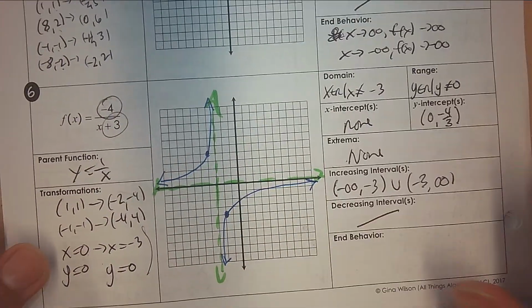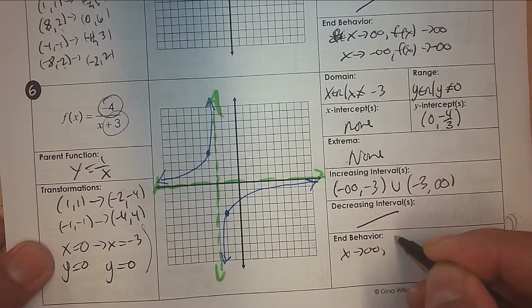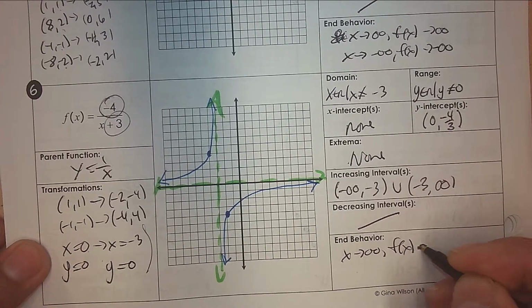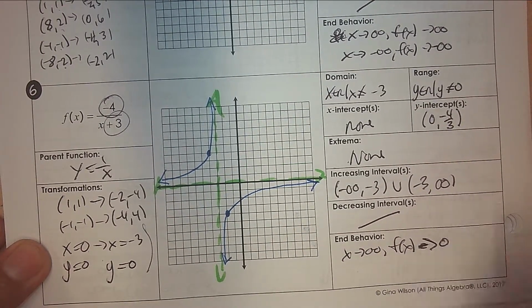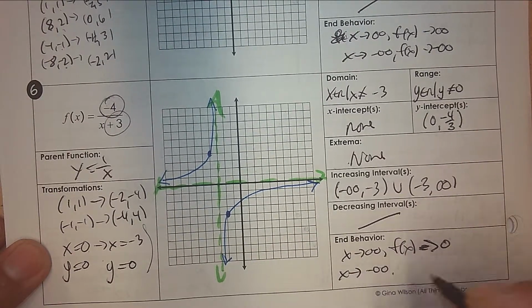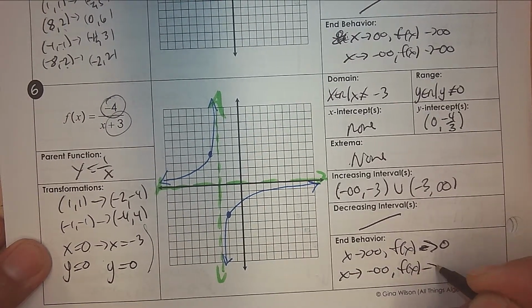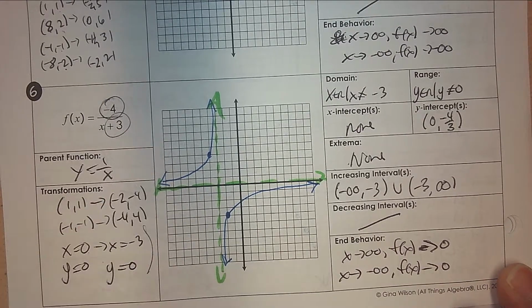What's the end behavior? So as x approaches infinity, the function approaches the horizontal asymptote, which is at 0. So again, as x approaches -infinity, same thing, but on the other side, the left side also approaches 0.